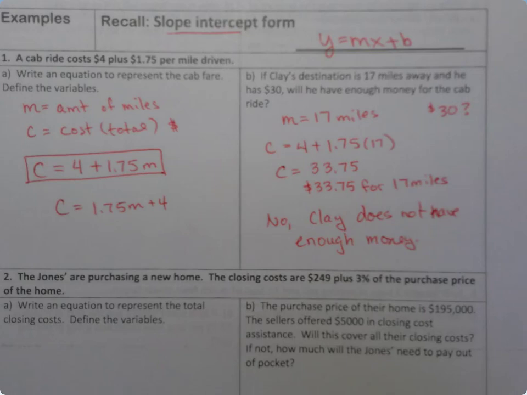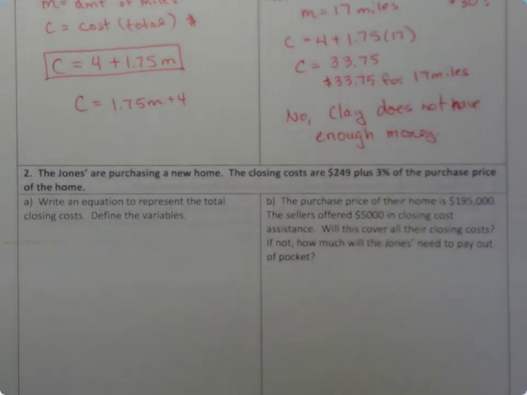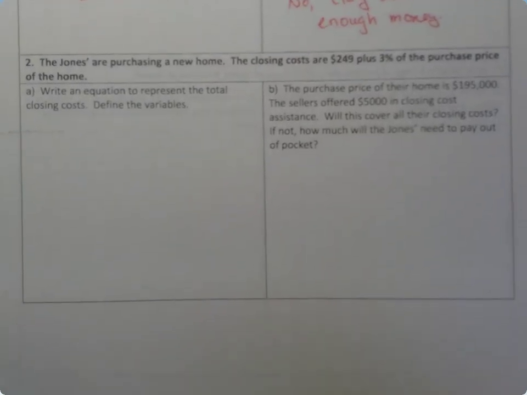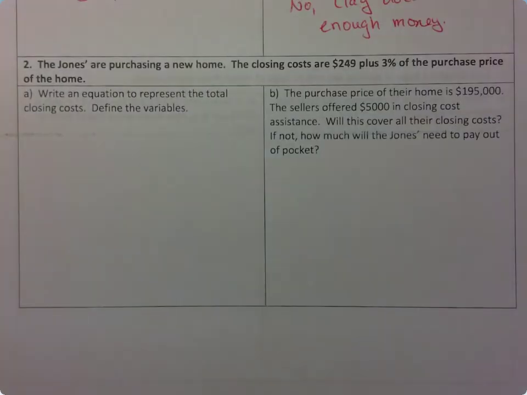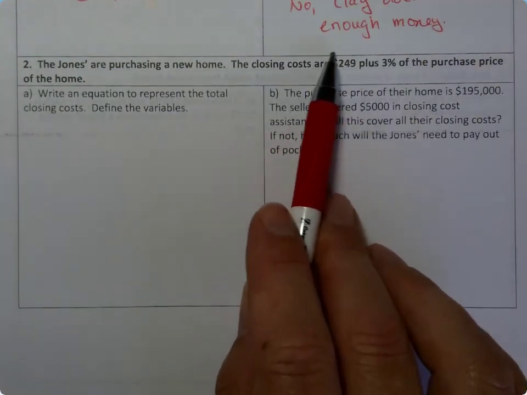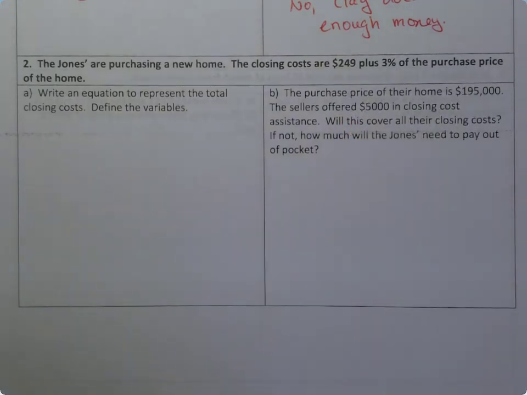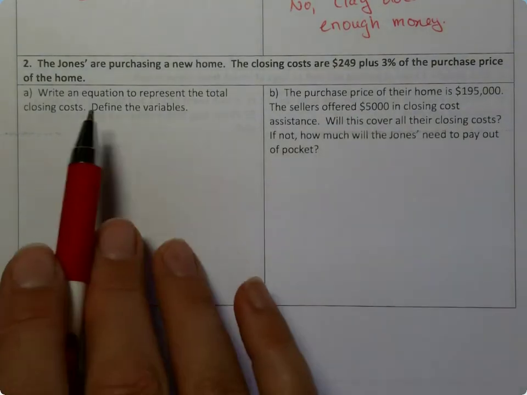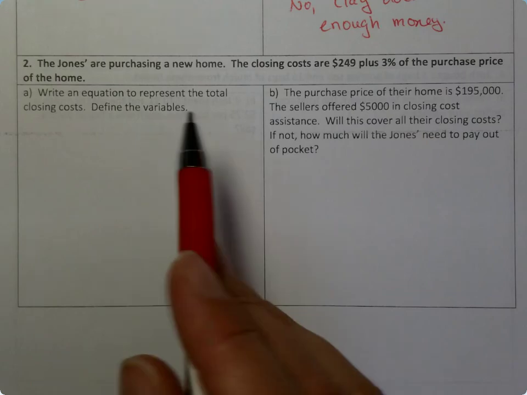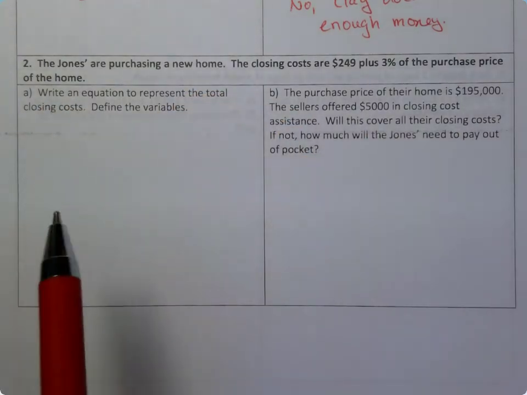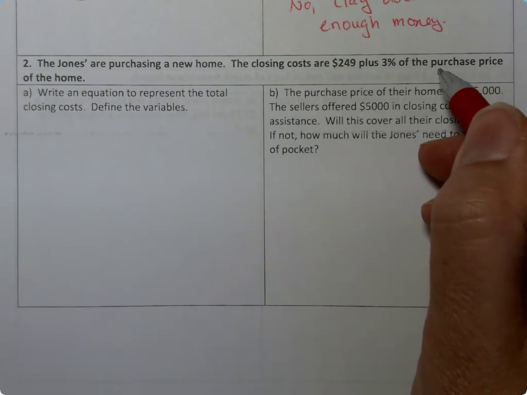Okay, go ahead and let's read about the Jones and their new home. All right, so the closing costs have a set fee of $249, and then they're going to add on 3% of the purchase price. So the more expensive the home, the more money they're going to spend, right? So write an equation to represent the total closing costs. Again, you could do what you want. The closing costs depend on the purchase price.